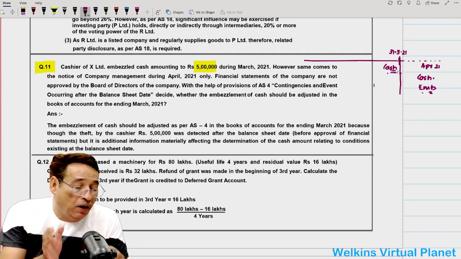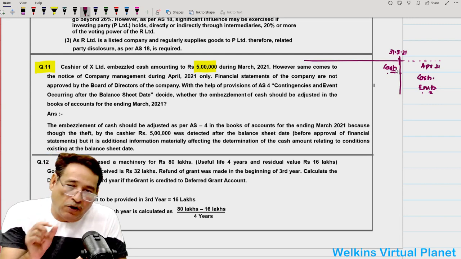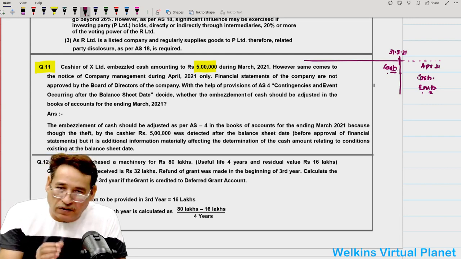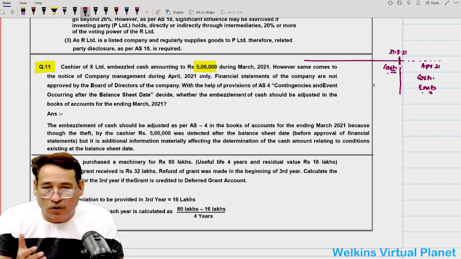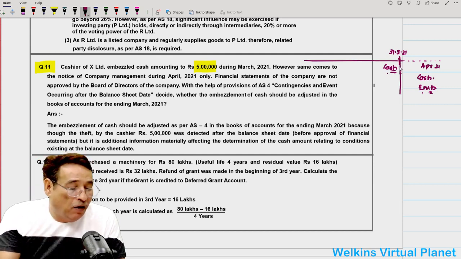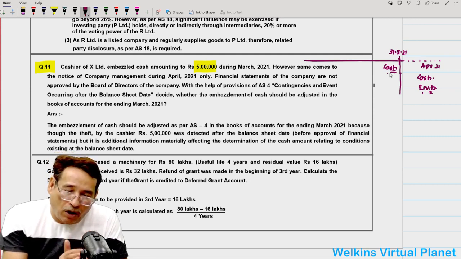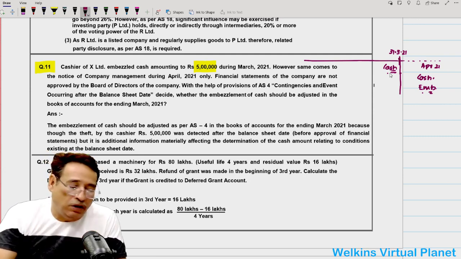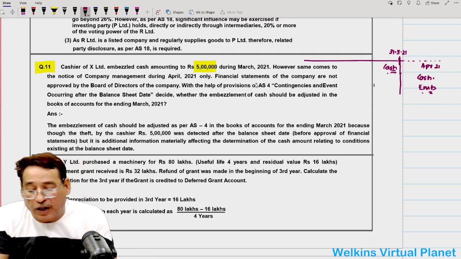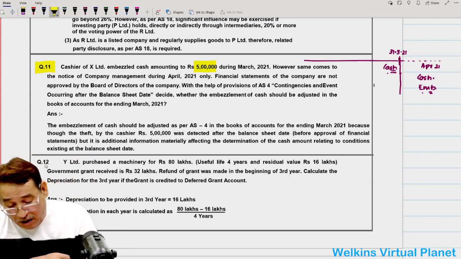Your answer should be, the present case falls under the purview of AS4. Number one, it is an adjusting item. Why? Because it is related to conditions or an item on the date of reporting, that is cash in this case. So, all the adjusting items need to be disclosed in the financial statements. This is how you are going to write the answer of this particular question.